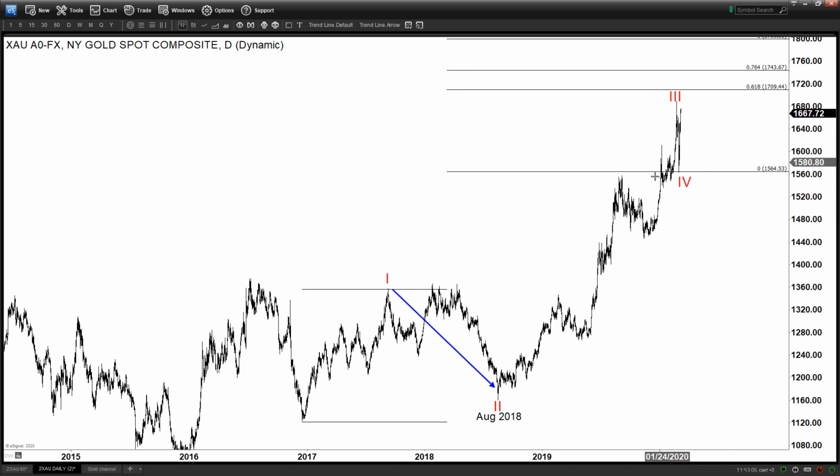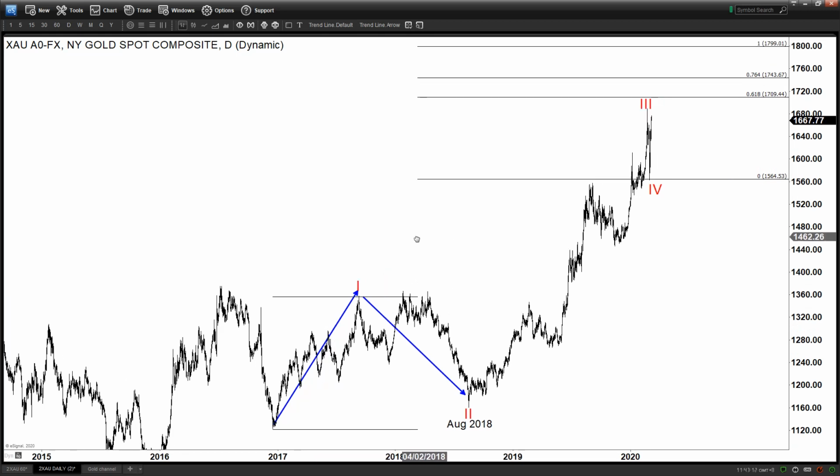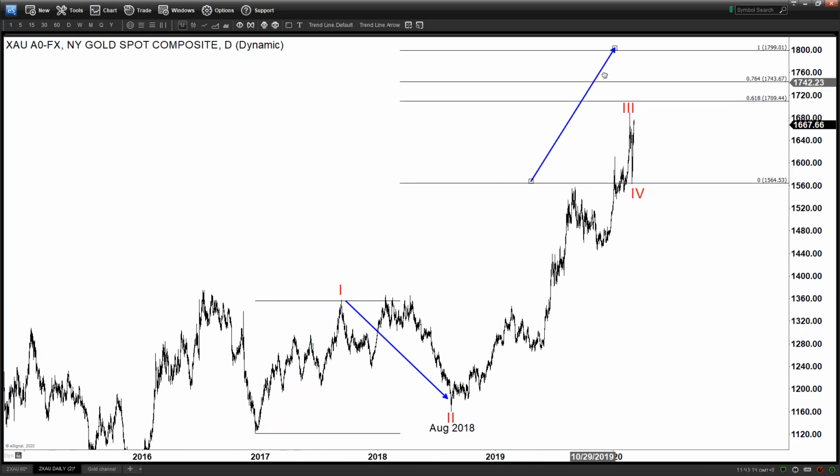Well, one of the ways to measure is simply wave 1 equal to wave 5. That's one way. There are 3 different ways to measure wave 5, but one way is just like that. So that will give us a target around 1,800 on the upside, right?